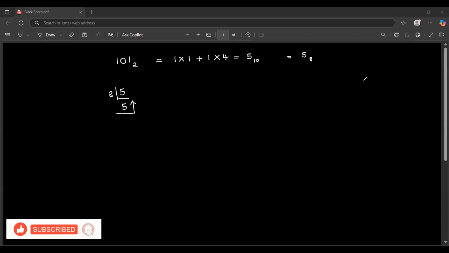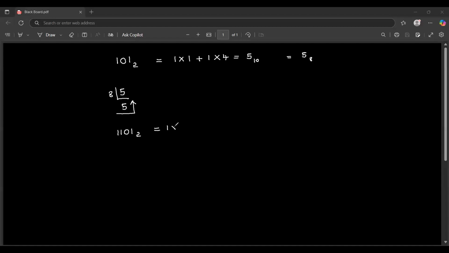Let's do another practice question. Let's say we have 1101 to the base 2. That will be equal to 1 into 1 plus 0 into 2 plus 1 into 4 plus 1 into 8. That is 8 plus 4, 12, 12 plus 1, 13. So it will be equal to 13 to the base 10. If you divide 13 by 8, you will get 1 and remainder 5. So if you go from bottom to top, it will be equal to 15 to the base 8.